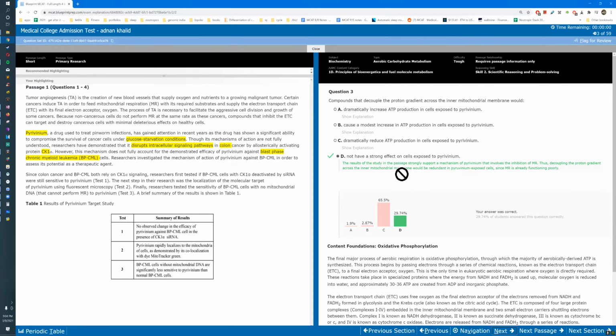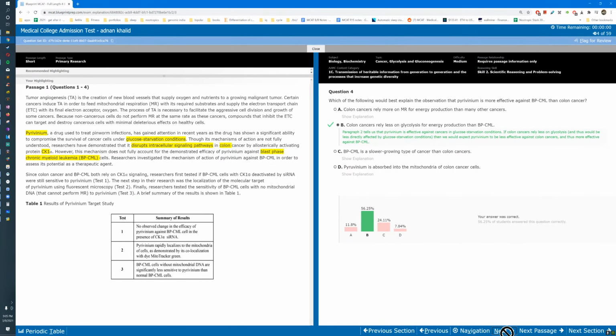Because this drug just breaks the entire electron transport chain, so it's not going to do anything regarding pumping protons out into the intermembrane space. All right, here, observation that it's more effective. This drug is more effective against these cells than colon cancer. If it was true, what would explain that?